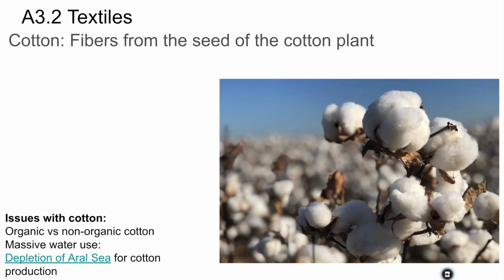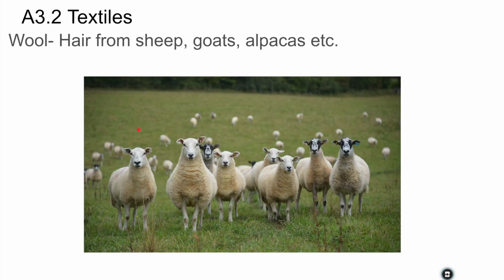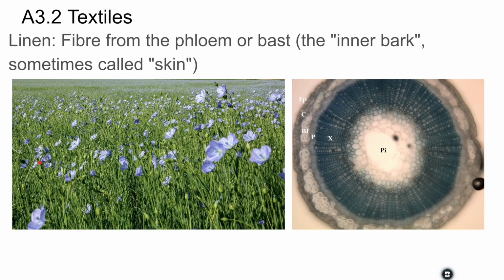Cotton is one of the natural fibers that we have, and it's made from the seed of the cotton plant. You can see cotton seeds here, and the fibers are in these seeds, so you'll pull those fibers out. We have wool, which is the hair from sheep, goats, alpacas, anything that has fur, and you saw what those look like in the fiber picture earlier. Linen is a fiber from the phloem, or the bast of the inner bark. It's sometimes called the skin. And this is flax right here.